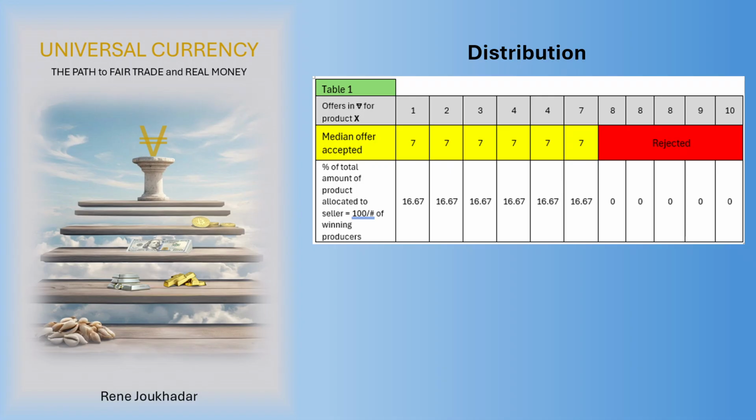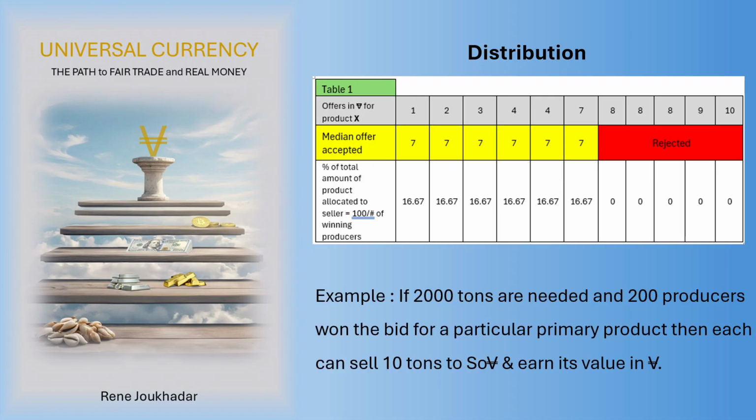For example, in Table 1, 6 primary producers won the bid. Therefore, you divide 100% by 6, and that would be 16.6%. So each primary producer will be able to sell 16.6% of the amount needed. Let's take another example. If you have 2,000 tons that are needed, and there are 200 producers who won the bid for a particular primary product, then each can sell 10 tons to the SOV and earn its value in Vs.